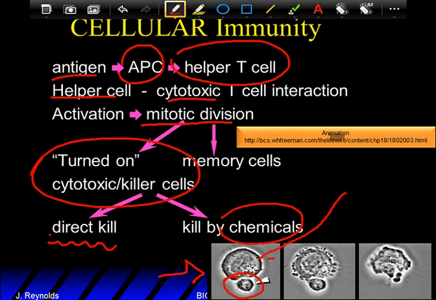This guy right here is an infected cell with viruses inside of it. There is the kill by the cytotoxic cell, and there's the total disintegration of the infected cell.